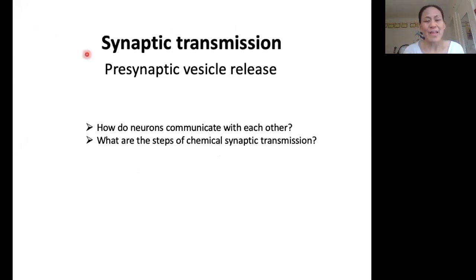In this series of lectures, we're going to be talking about synaptic transmission. So how does one neuron communicate with another neuron through the synapse? And in this particular video, we will be talking about the process of presynaptic vesicle release. So we are going to be addressing these questions: how do neurons communicate with each other, and what are the steps of chemical synaptic transmission?